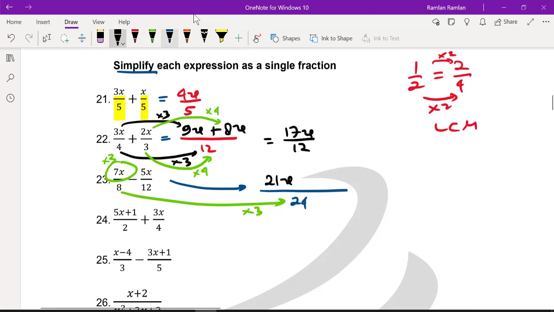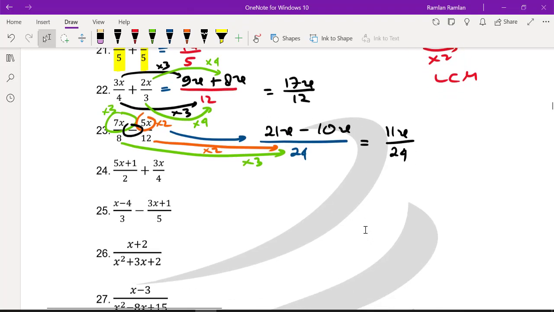The same thing again with the other one. The 12 goes to 24, so you need to multiply by 2, right? So the numerator is also multiplied by 2, 5x times 2 is 10x. Now be careful here, guys, because this is a subtraction, so you also need to write down subtraction over here, right? That'll be 21x minus 10x, which is 11x, and the denominator doesn't change, which is just 24. Again, this concept is very, very useful for you to understand and be able to answer these questions.